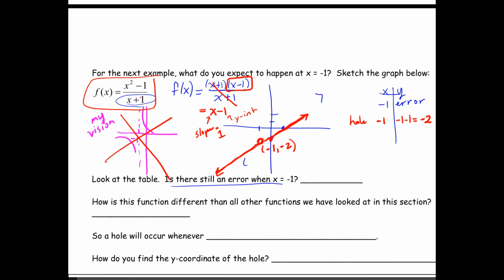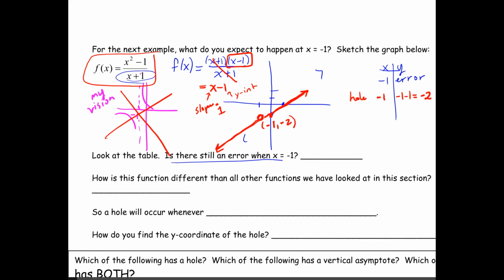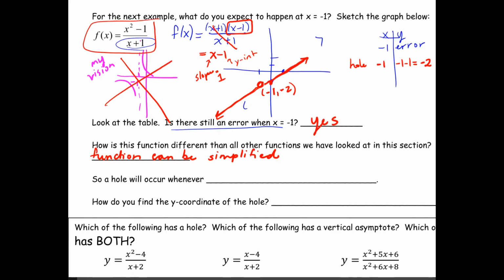Okay, so let's go ahead and answer these questions here. Look at the table. Is there still an error when x equals -1? Yes, we answered that. How is the function different than all other functions we have looked at in this section? I like what Linda said. The function can be simplified. So that is going to confirm what you would need to know about a hole. A hole will occur whenever a factor cancels. Or you could use Linda's term, whenever the function can be simplified. So a hole will occur whenever a factor cancels.